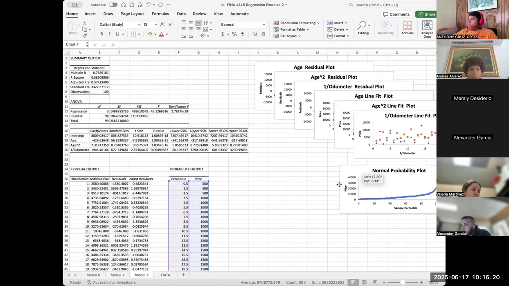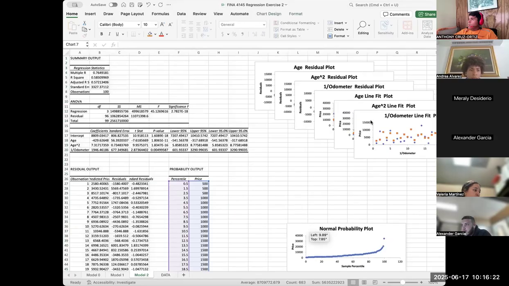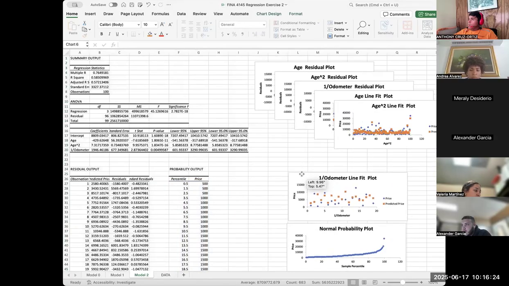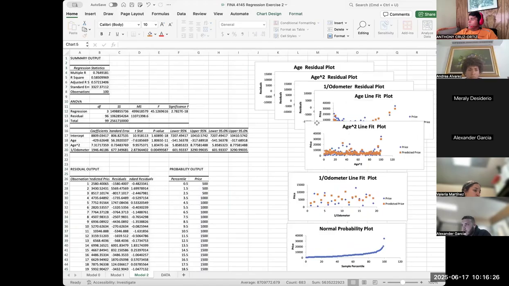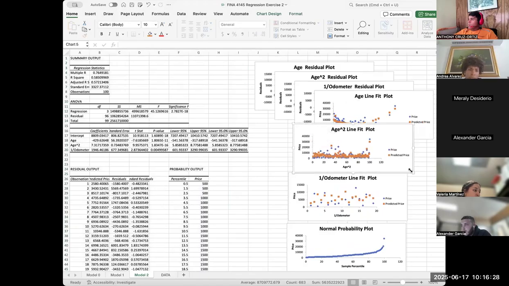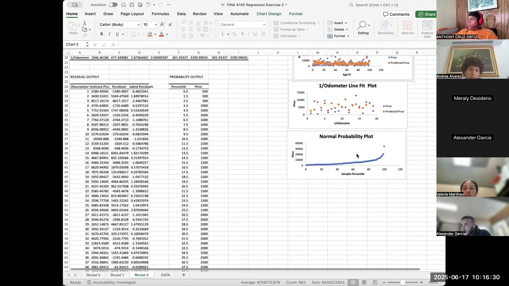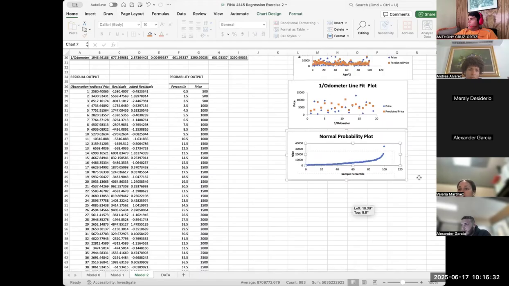So let's see what our plots look like. These are the residual plots, if they're any better. I wish this would be better. No. No.